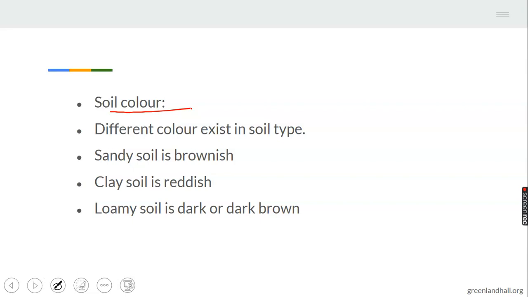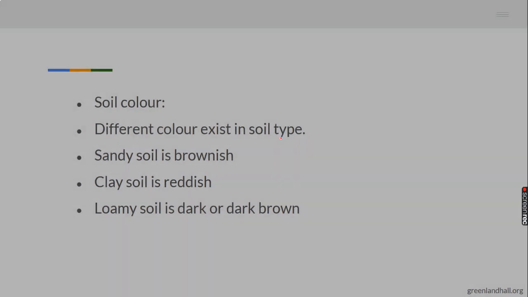Loamy soil is dark and dark brown. That is why it's known to contain more nutrients. Clay soil is reddish, while sandy soil is brownish. Let's take note of this soil color. Loamy soil is of dark and dark brown color, which is known to contain more nutrients than any other type of soil. Take note of that.